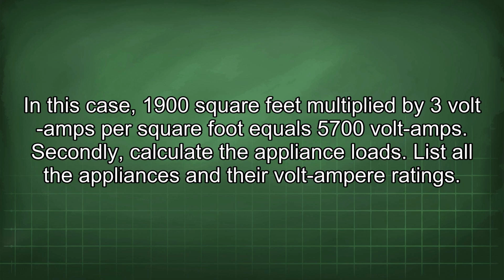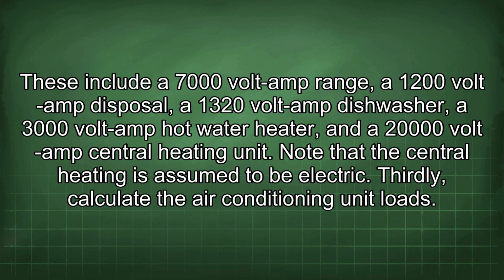Secondly, calculate the appliance loads. List all the appliances and their volt ampere ratings. These include a 7000 volt amp range, a 1200 volt amp disposal, a 1320 volt amp dishwasher, a 3000 volt amp hot water heater, and a 20,000 volt amp central heating unit. Note that the central heating is assumed to be electric.